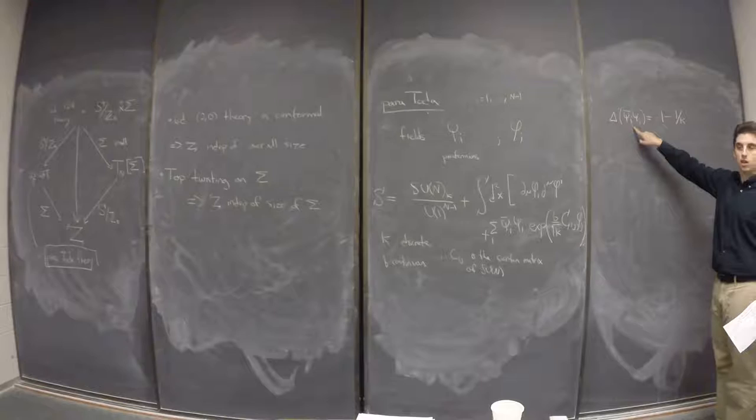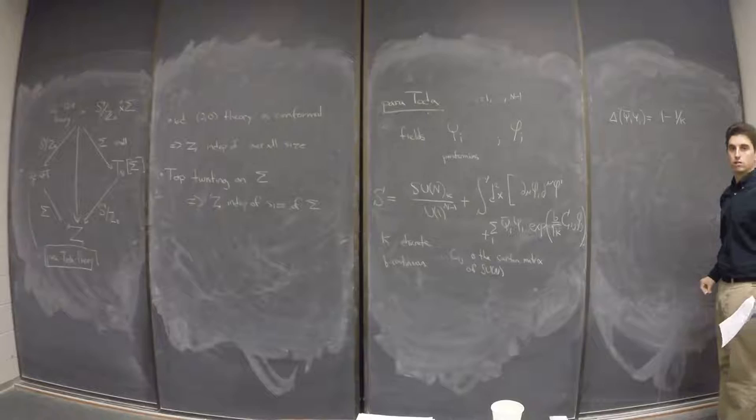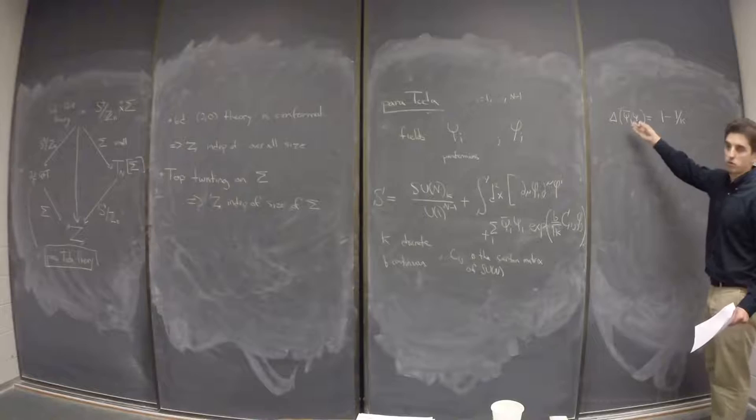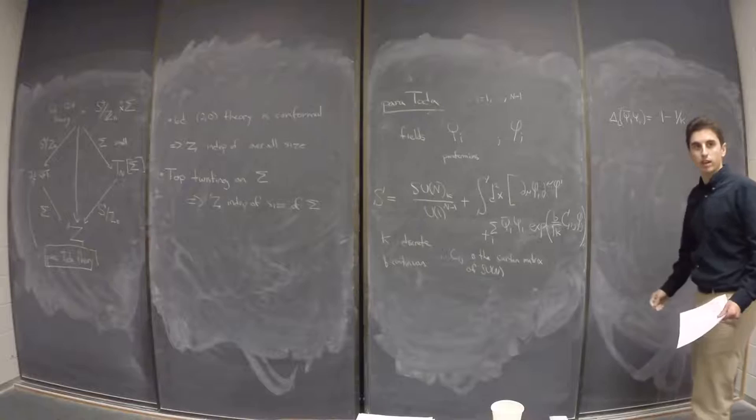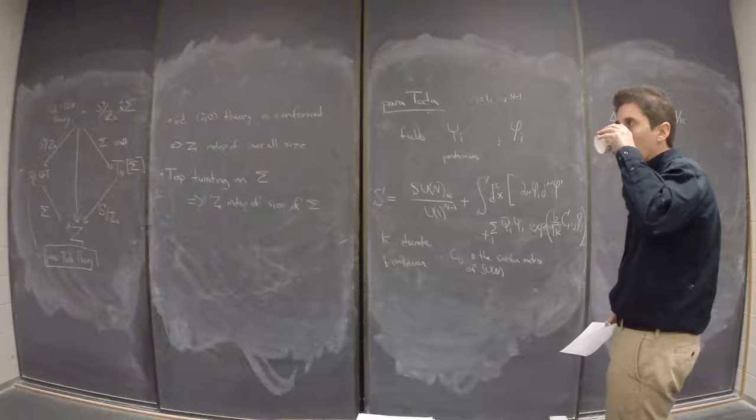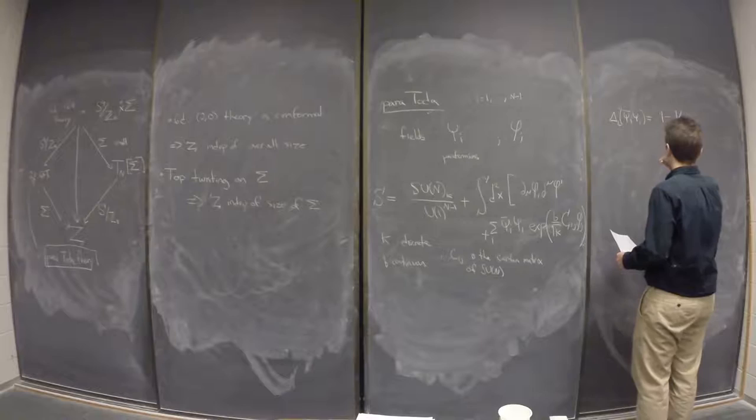When k is 2, I think, yeah, then you have a dimension half-half. This is the left of the dimension. Yeah. The right of the dimension is the same.